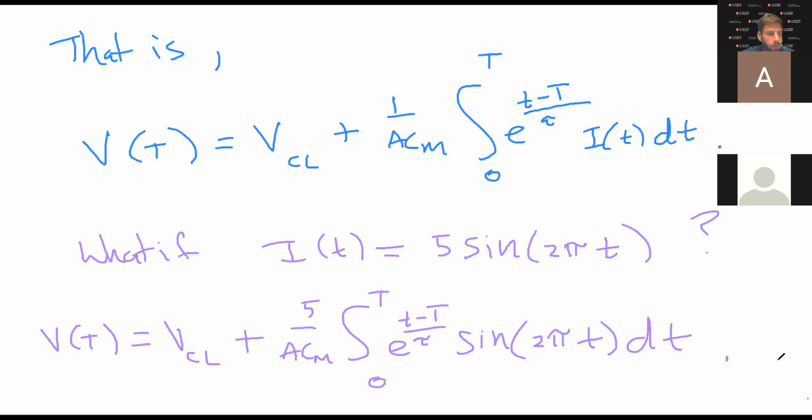In the wrong button. So what do we get? Well, so B C sub L, and then we have our plus 5 over A C sub M.